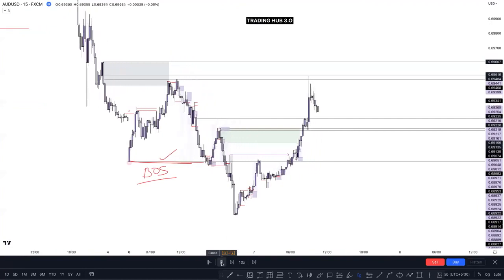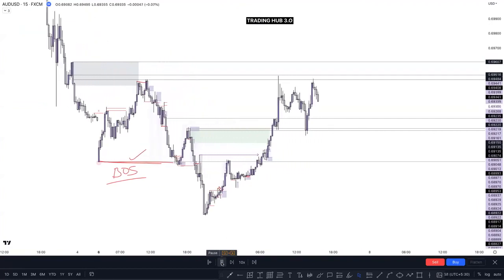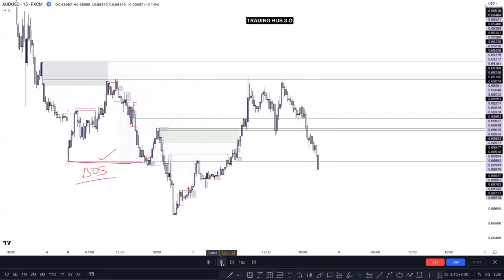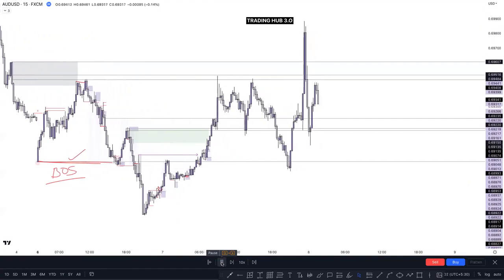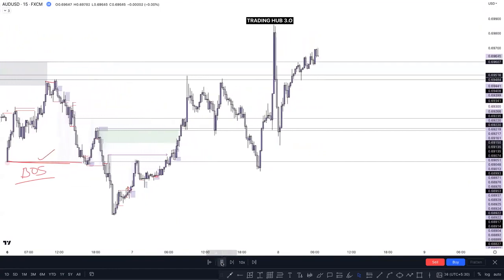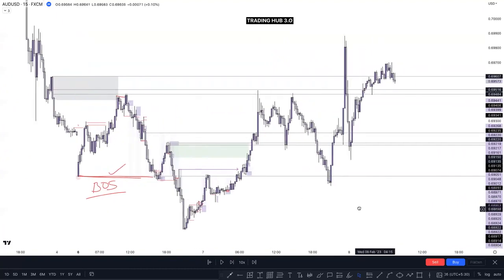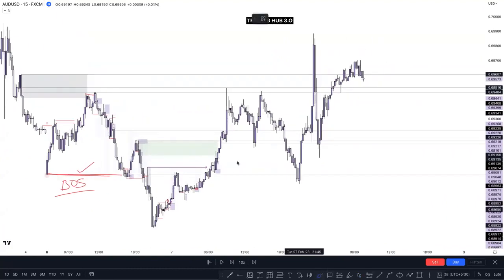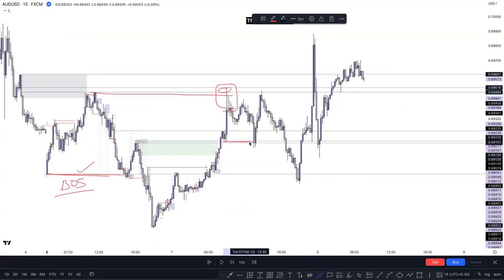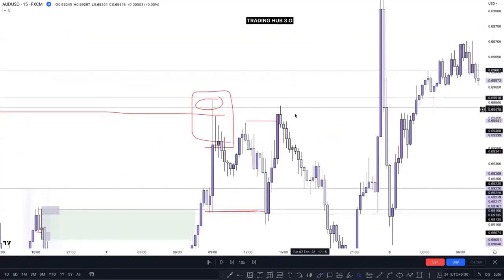And this process will continue here. I'm just doing a replay of this one. I will show you one more thing. Okay, so this process will continue here. You can see previous structure sweep here, and this sweep acts as a PY, broken this one. This is a CHoCH, taken out the inducement, and you can start selling again here.